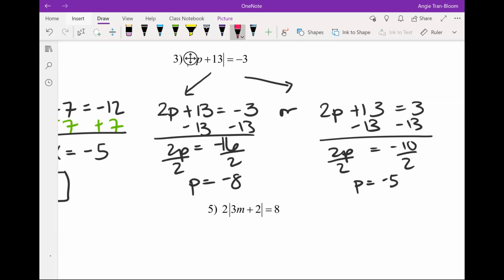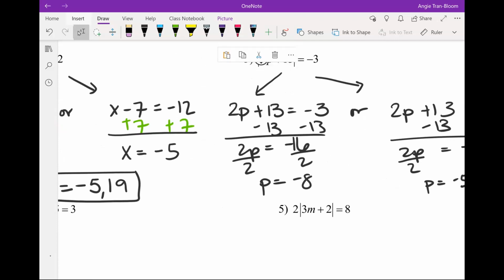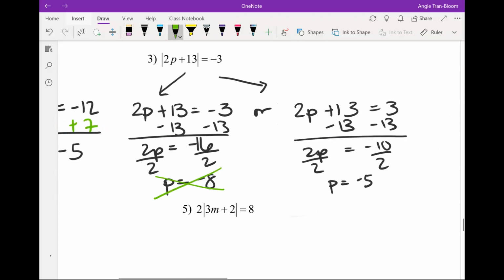Okay, let's do it again. Negative 8 times 2, which is negative 16. Negative 16 plus 13 is still a negative what? 3. Absolute value of a negative 3 must be 3. True or false? Did it come out to be negative 3? No. So can I keep this first answer? No, you may not. Is that because it's negative 3 on the outside of the absolute value?